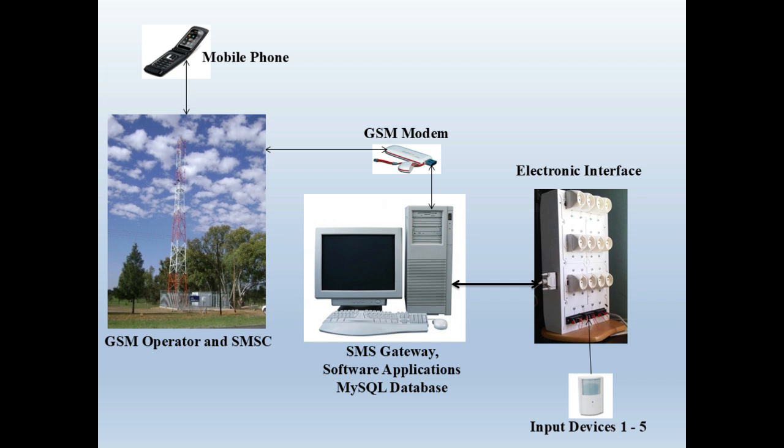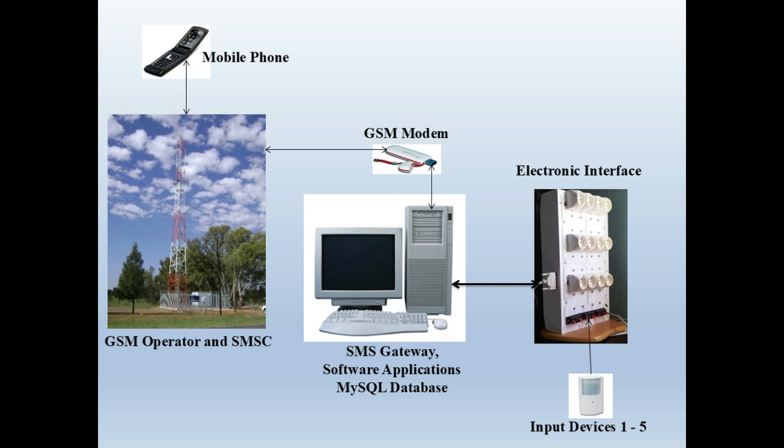An input device is connected to the electronic interface which in turn is connected to the parallel port. The C++ application reads the parallel port and senses any alarm that has been triggered. The C++ application then translates the alarm to the appropriate SMS message and uses the SMS gateway to send the event to the mobile phone.